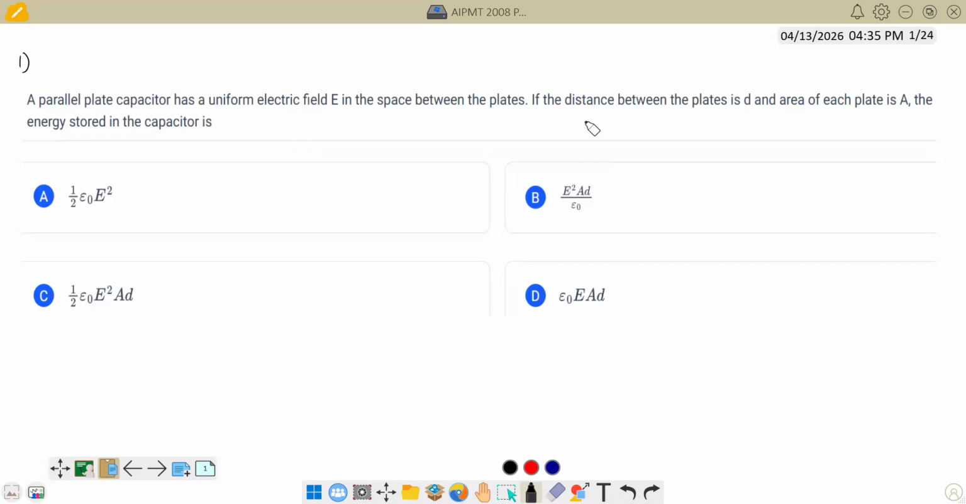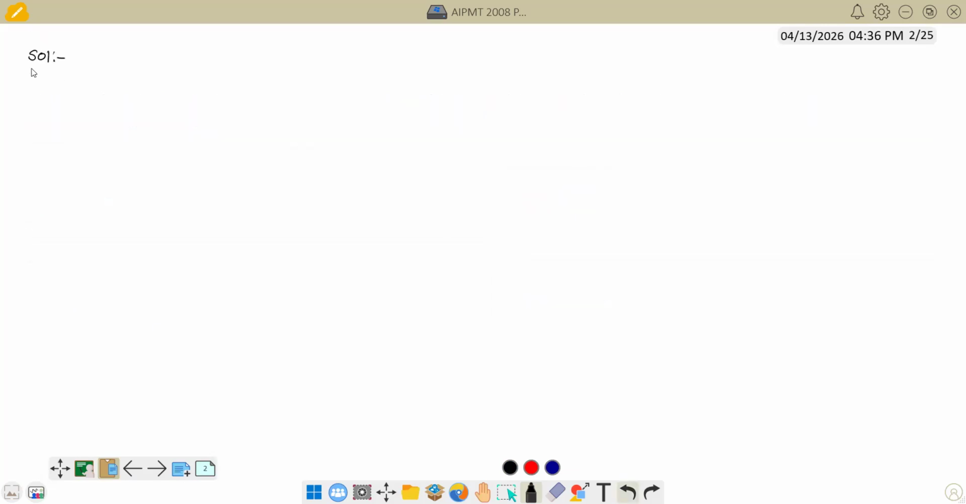Hello, student. The question says a parallel plate capacitor has a uniform electric field E in the space between the plates. If the distance between the plates is d and the area of each plate is A, the energy stored in the capacitor is? We already know the energy stored in a capacitor is half C V square. Then C would be epsilon naught A by d, into V square.